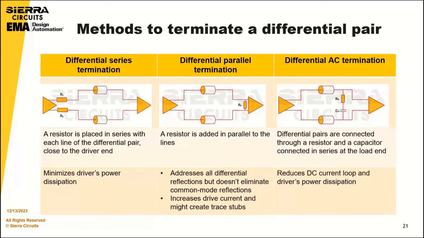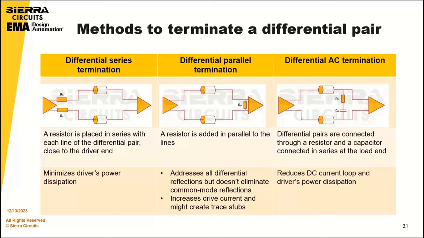So, methods to terminate a differential pair. Differential series termination: a resistor is placed in series with each line of the differential pair close to the driver end. It minimizes the driver's power dissipation. Differential parallel termination: a resistor is added parallel to the lines. Parallel termination addresses all differential reflections, but doesn't eliminate common mode reflections. Increases drive current and might create trace stubs.